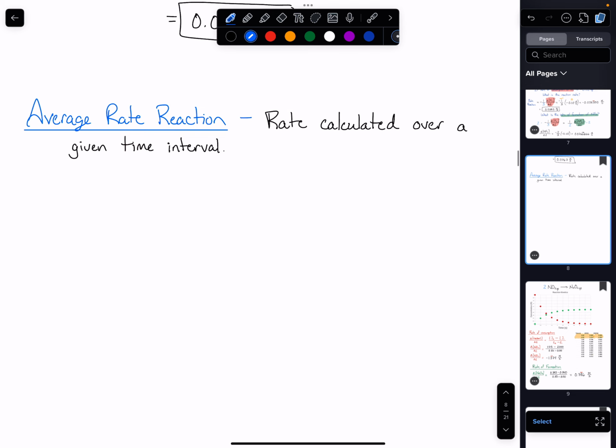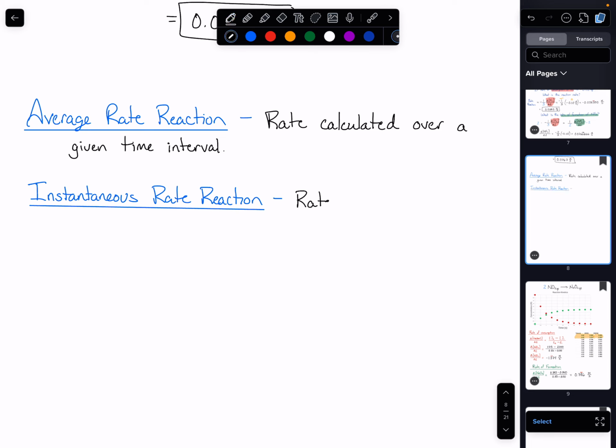All right, so we have our average rate of reaction. This is calculated over a time interval, or we have that instantaneous rate of our reaction. This is when we calculate the rate from the slope of the tangent to each data point.